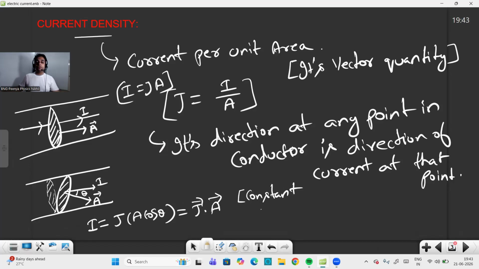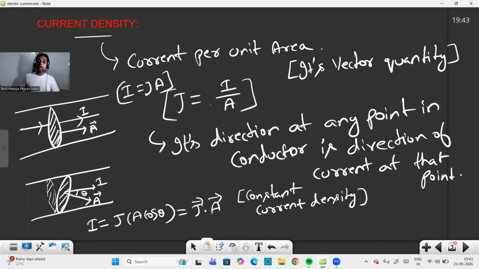When current density is constant, it is not changing in any dimension, we write I equals to J vector dot A vector, where J vector is current density and A vector is the area vector. Two vectors dot is a scalar quantity. That's why it is I equals to J vector dot A vector for constant current density.